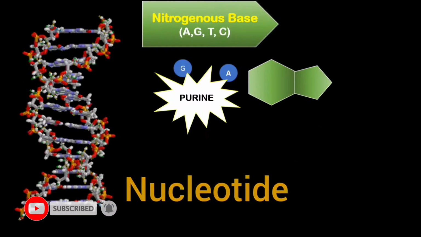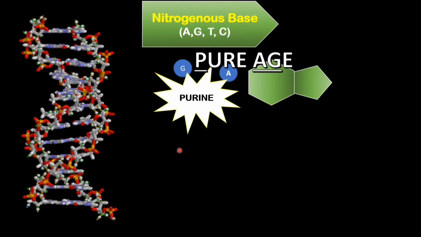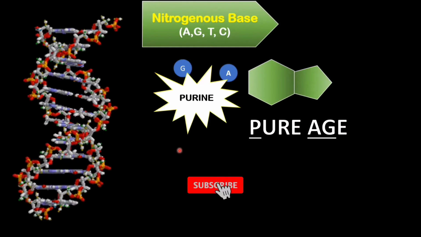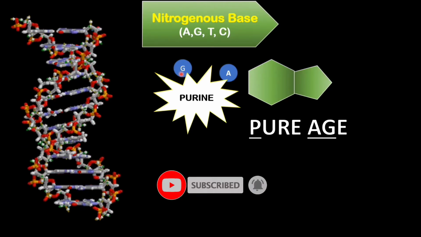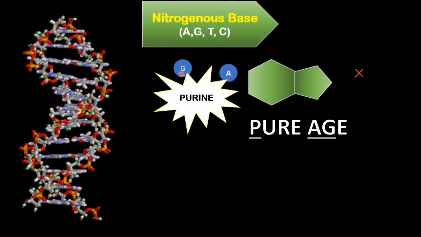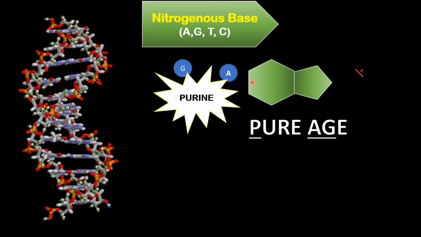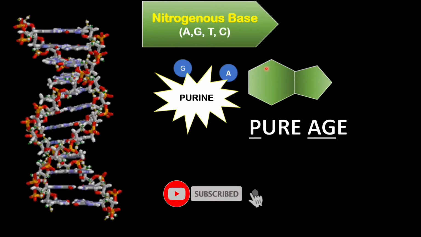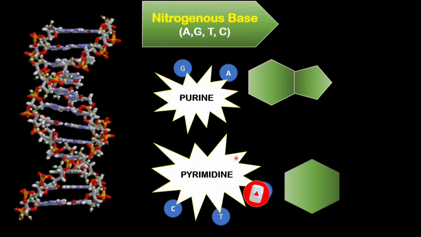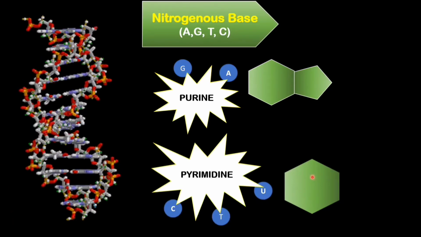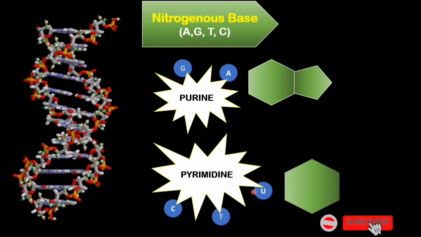Nitrogenous bases can be grouped into purines and pyrimidines. Remember this mnemonic, pure age. So purine contains adenine and guanine. Purine always binds with the pyrimidine. Purine has a fused structure. It is a combination of 5 and 6-membered heterocyclic compounds. Pyrimidine has a 6-membered ring. So usually in RNA, uracil is found instead of thymine.